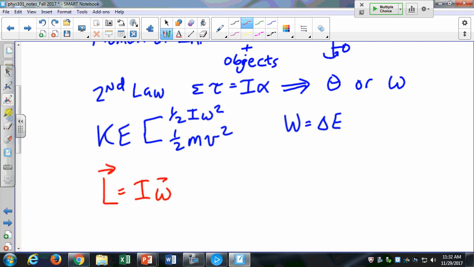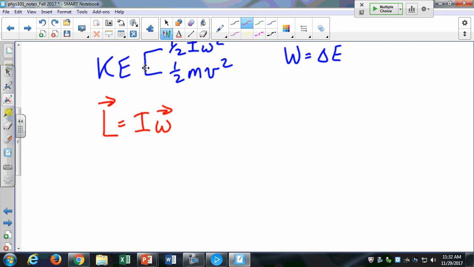More particularly, the angular momentum is conserved. L initial is equal to L final. And this came up in several cases, like when I had the figure skater, she pulls her arms in, that changes her moment of inertia, which will change her angular speed. Or you have the kid that jumps onto the merry-go-round, that changes the moment of inertia, which will slow down the merry-go-round.